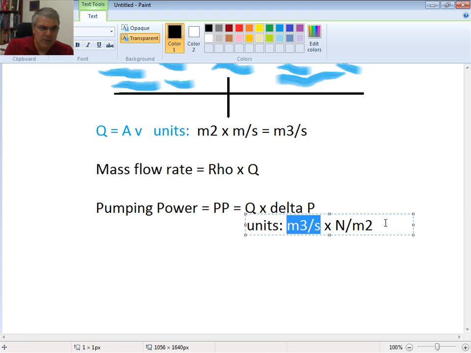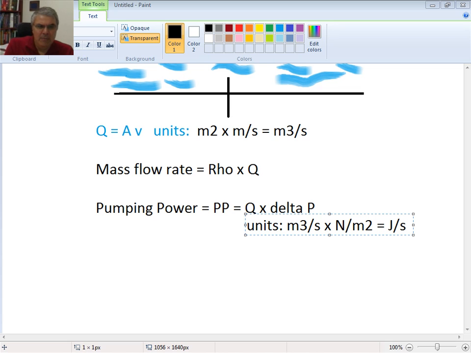We can also express that as joule per second, because in Newton meter, if we look at the end result of this multiplication, it's also J per second. Okay, so that would be the units for that.